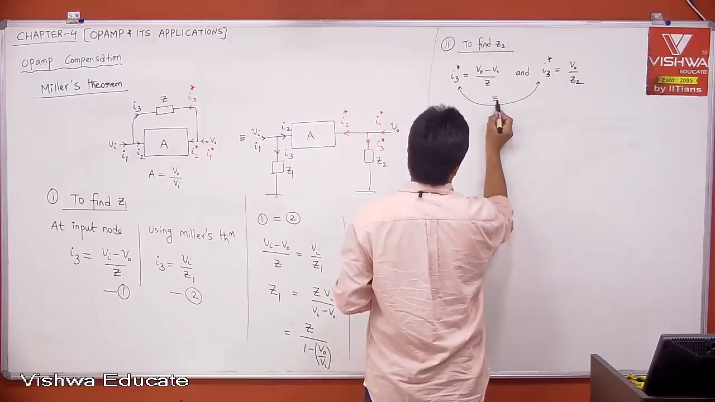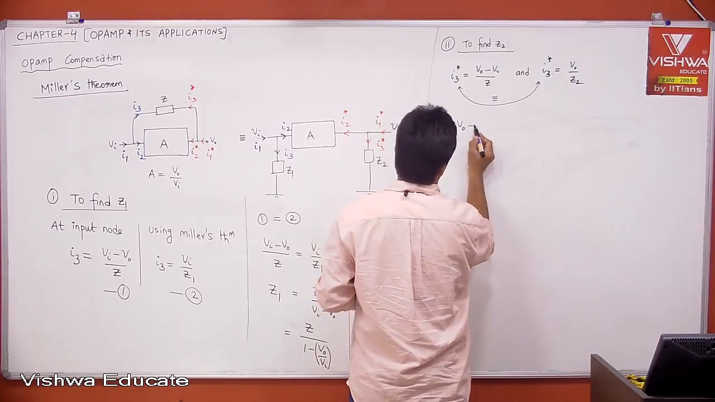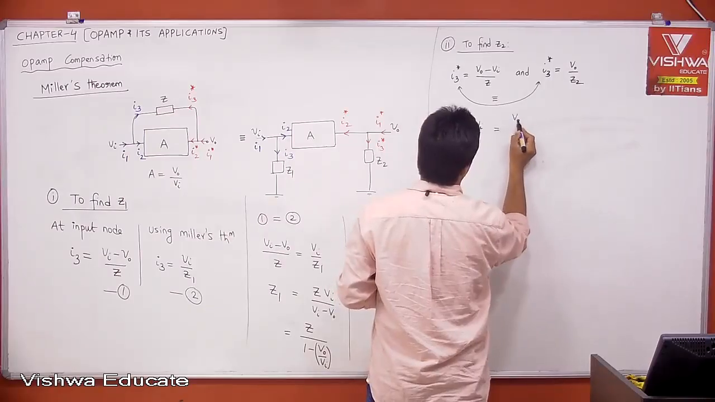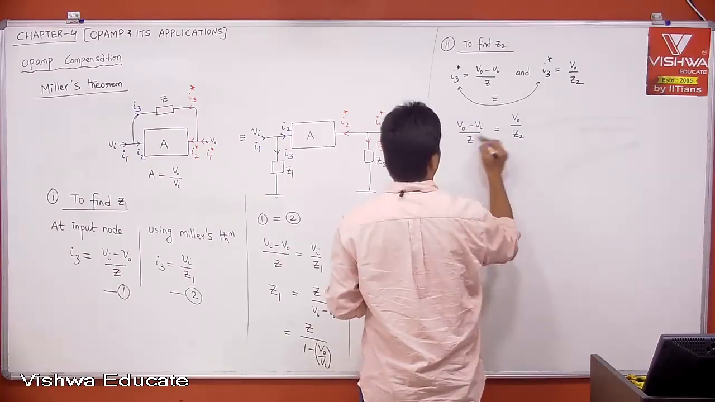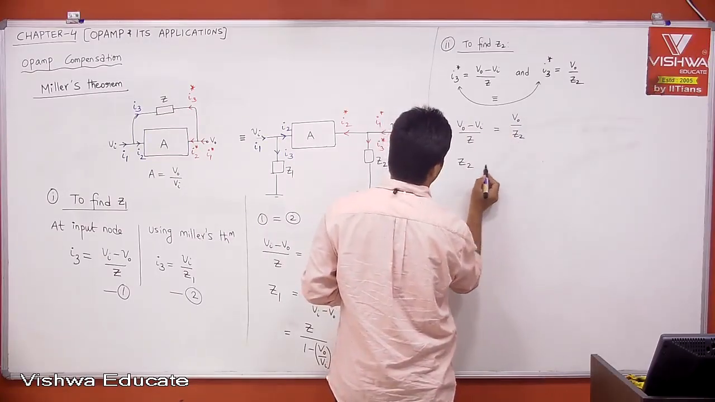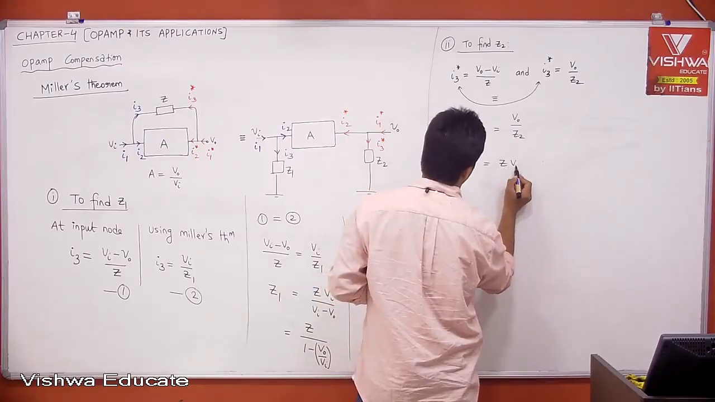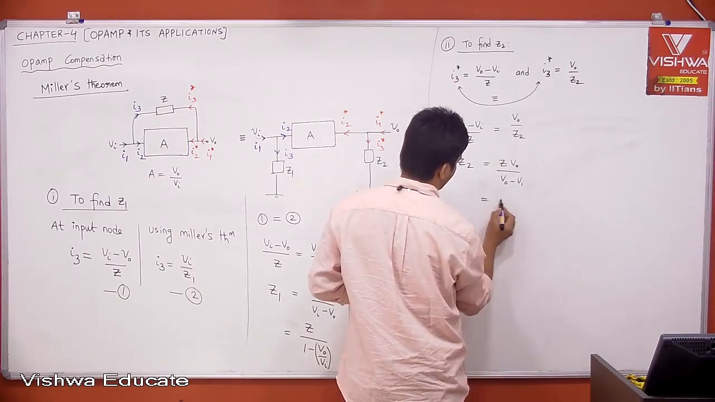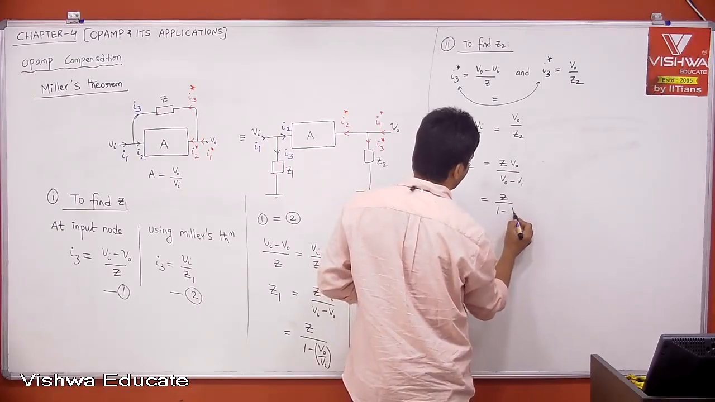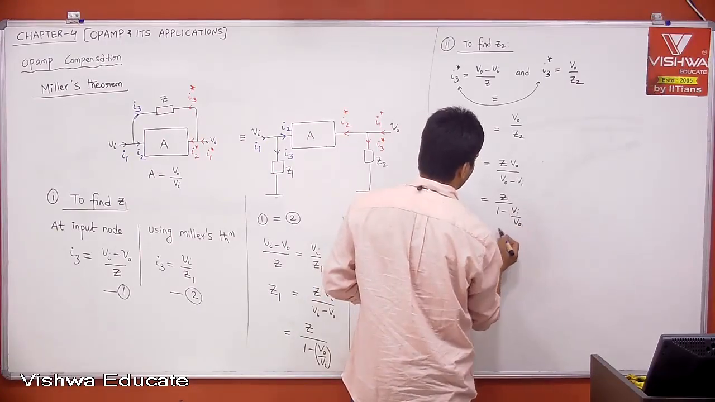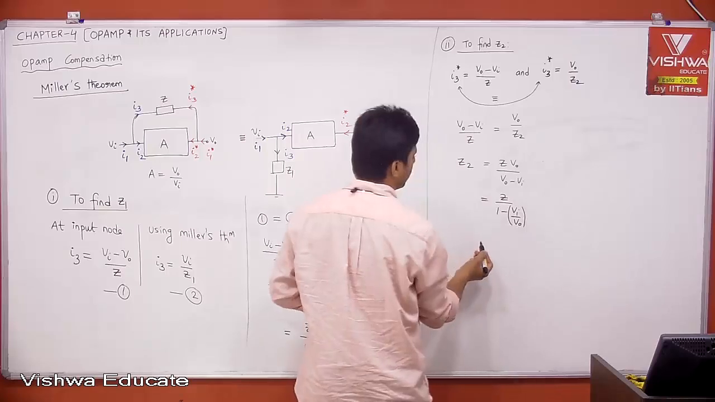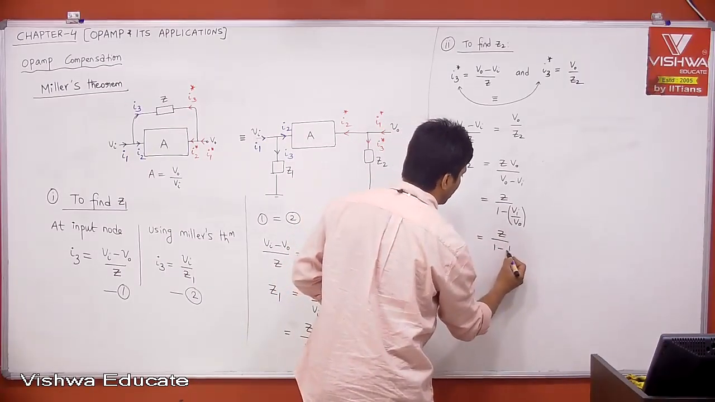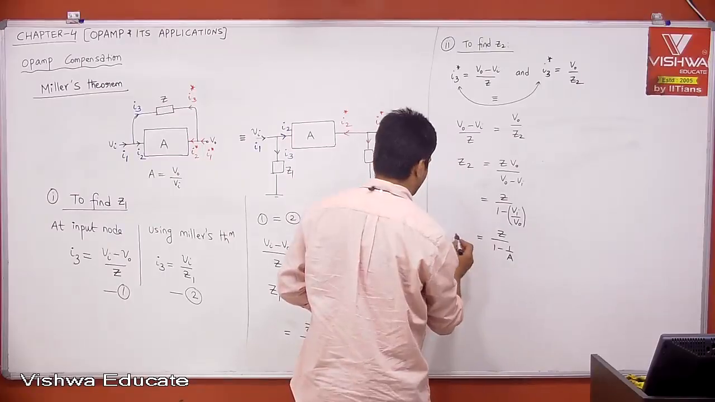Then V0 minus Vi divided by Z is equal to V0 by Z2. If I take this, then Z2 is equal to Z into V0 divided by V0 minus Vi, that is Z divided by 1 minus Vi divided by V0. What is Vi divided by V0? V0 by Vi is nothing but A. Then this is nothing but 1 minus 1 by A. This is Z2.